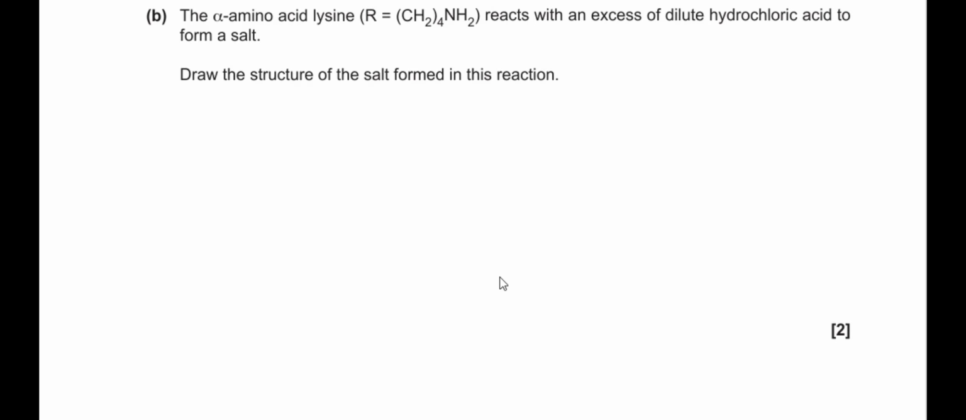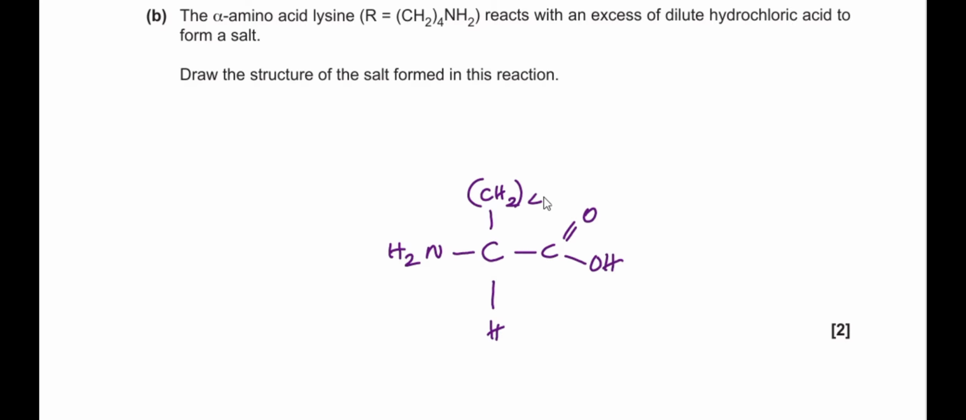Firstly, let us draw the structure of the amino acid lysine. A 2D diagram will do because we are not showing the optical isomerism here. So starting with the central carbon atom, we have got NH2 here. We have got C double bond O, OH here, the carboxylic acid group. We have got the hydrogen here. We have got 4 CH2 groups with the NH2 here.